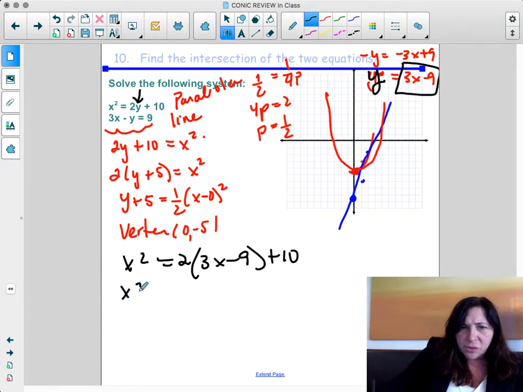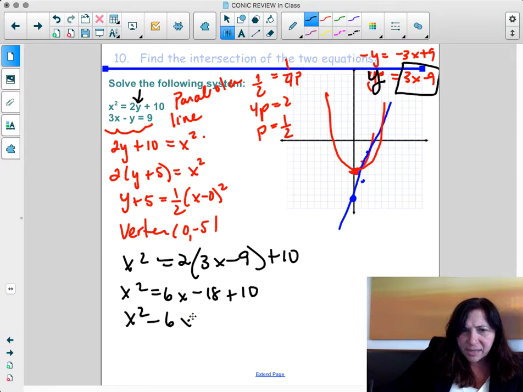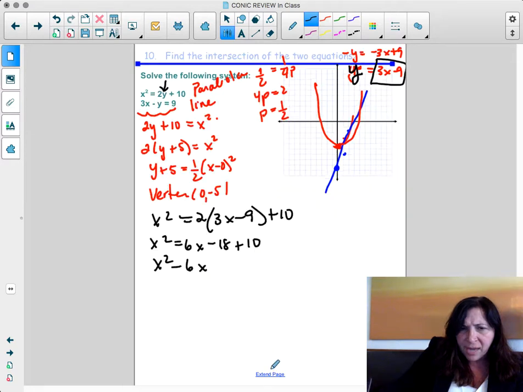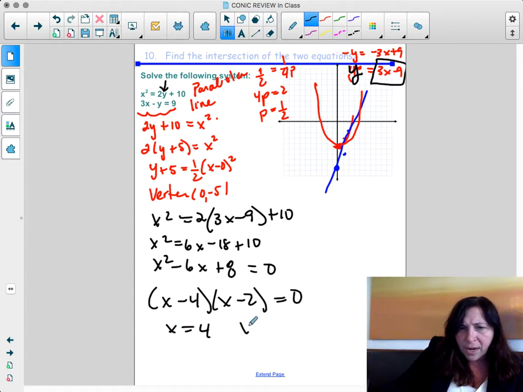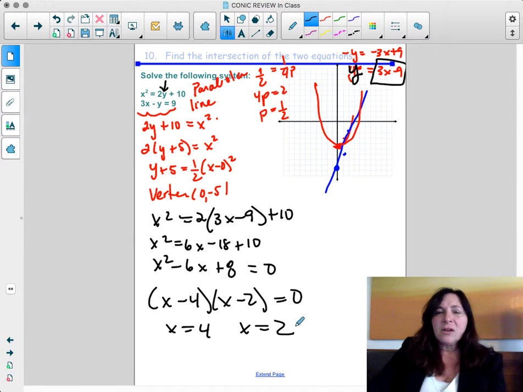So we have x squared equals 6x minus 18 plus 10. So x squared minus 6x, and this right here is negative 8. So plus 8, if I move it to the other side, equals 0. So I have x minus 4, and I have x minus 2 equals 0. So I have x equals 4, and I have x equals 2. So what this tells me is that I'm actually going to have at least 2 intersection points.